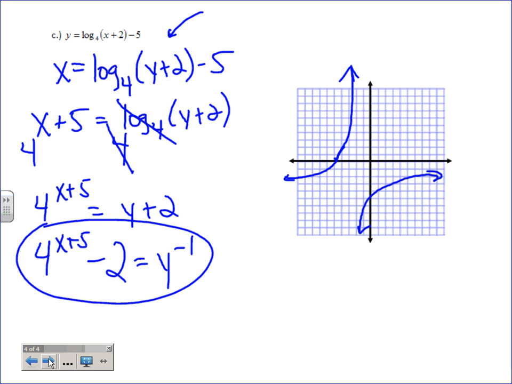So, which one? Yes. Oh, you would like to see how this is entered in a calculator? Well, yes.